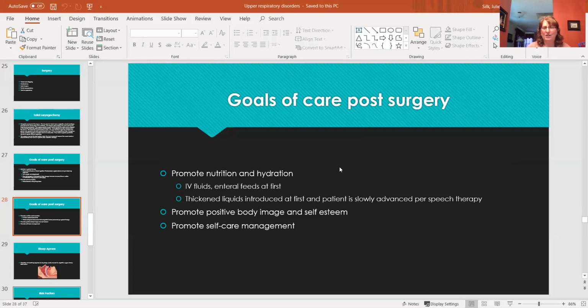This is a huge surgery, and it can really affect your self-esteem and body image quite a bit. So you want to promote positive body image and self-esteem as much as you can. A lot of times, like before when we talked about colostomy bags, when someone has to do something like that, some people don't accept it very well, and they don't want to look at it or participate in their care. Same thing here. So you try to promote them to take care of it as much as possible.